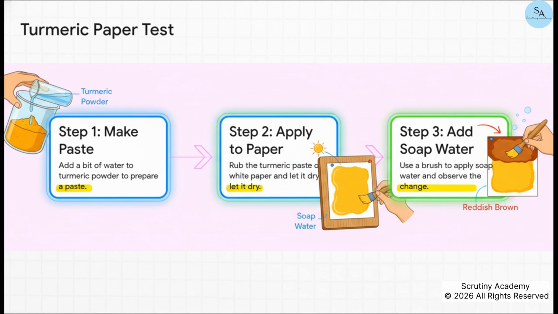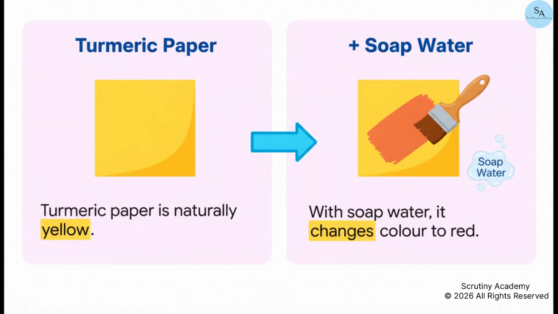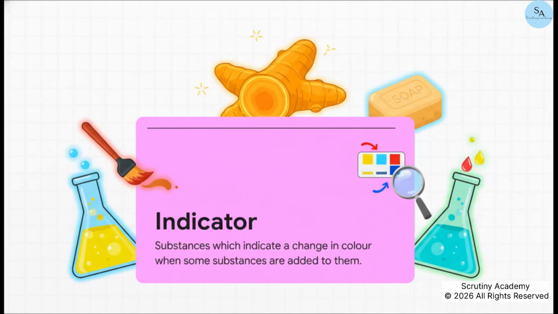Let's see what happens. And there it is. Look at that change. The yellow turmeric paper turns this distinct reddish-brown color the moment that soap solution touches it. Now, this isn't magic, it's chemistry. What's happening is that turmeric is reacting to the soap, and it's giving us a huge clue about its hidden properties. And this brings us to a really important idea.